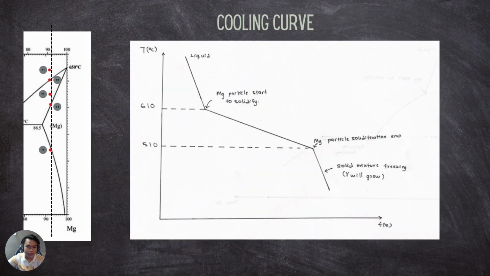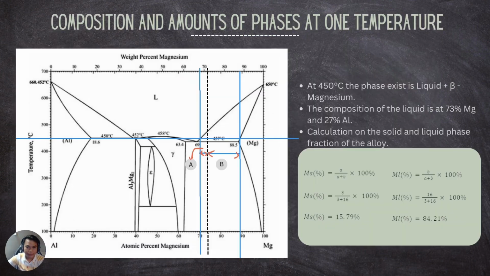This is the cooling curve for 93%. As we can see, above 610 is all liquid. At 610, the magnesium particle will start to solidify. At 510, the magnesium particle solidification will end. And upon cooling to room temperature, the solid mixture will freeze and the delta will grow inside.